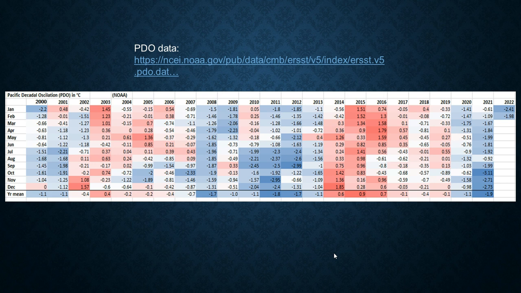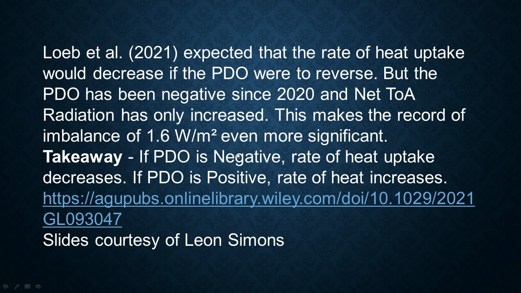Well, what's he talking about here? Okay. The blue values are when the PDO is in the negative phase. The red values are when in the positive phase. Increasing redness is more positive. Increasing blueness or darkness of blue is more negative. Now, review. If PDO is negative, rate of heat uptake decreases. If it's positive, rate of heat increases.